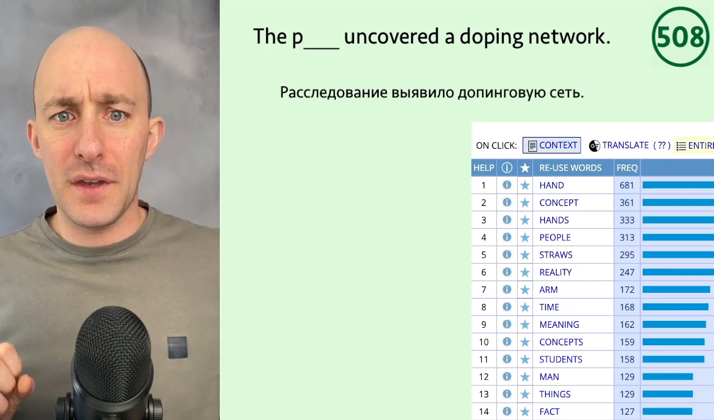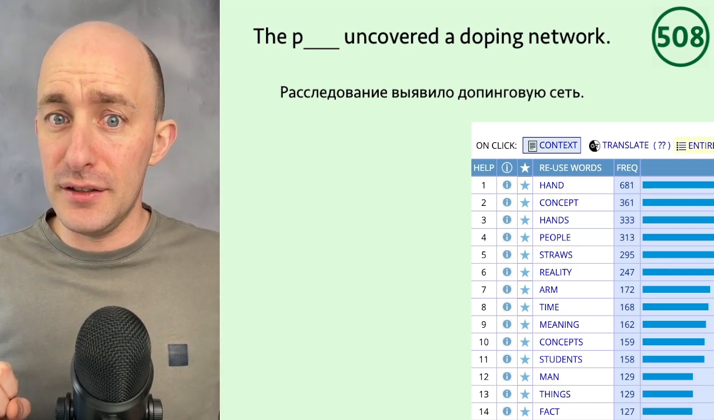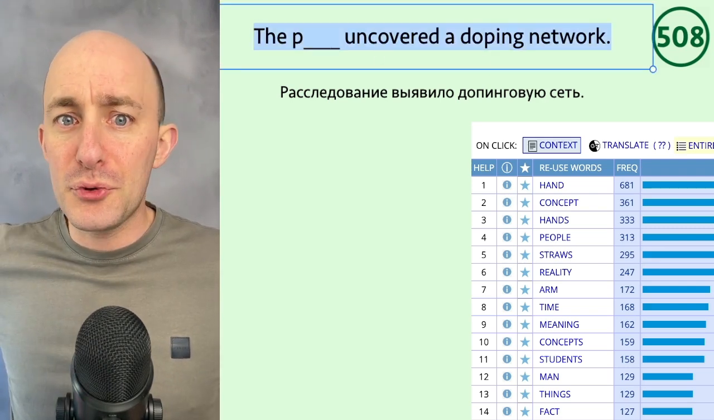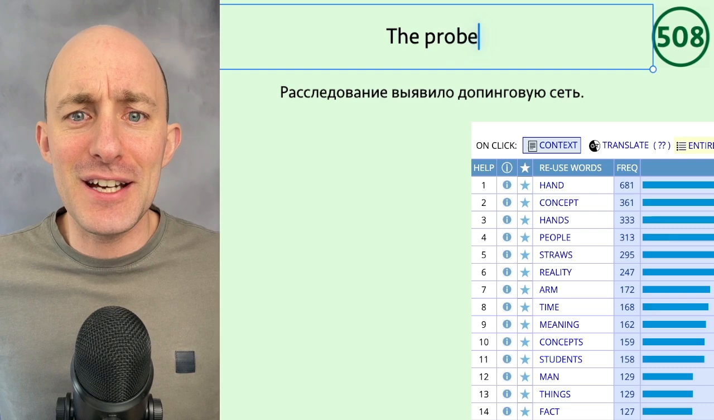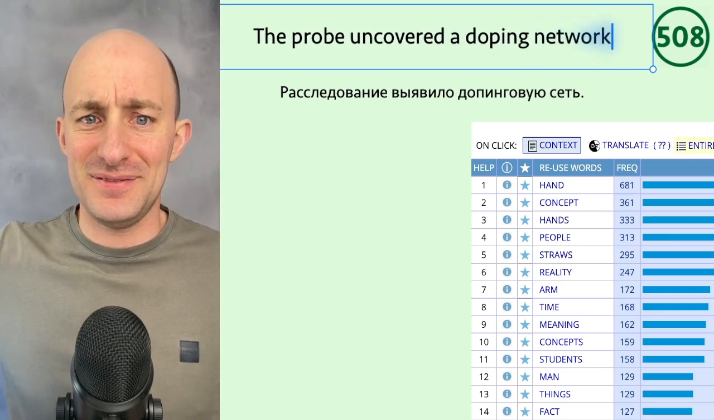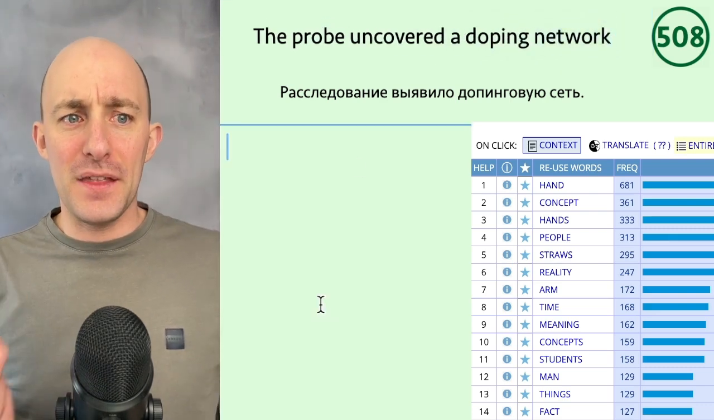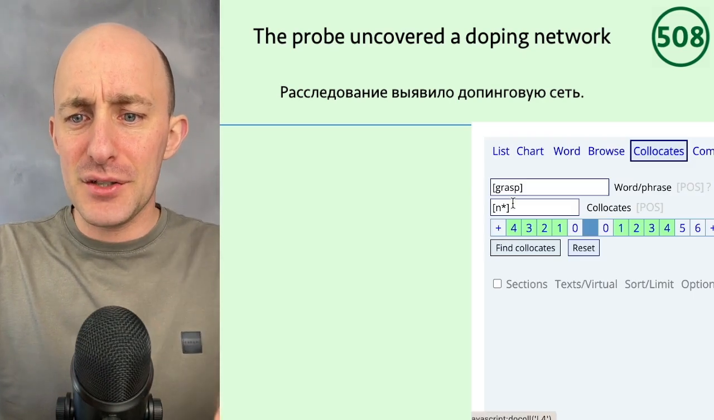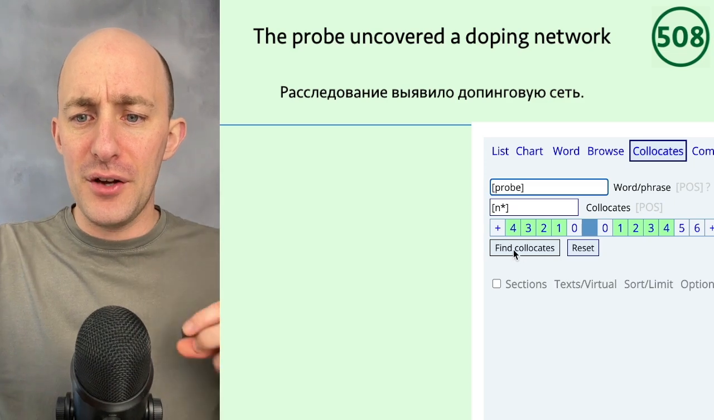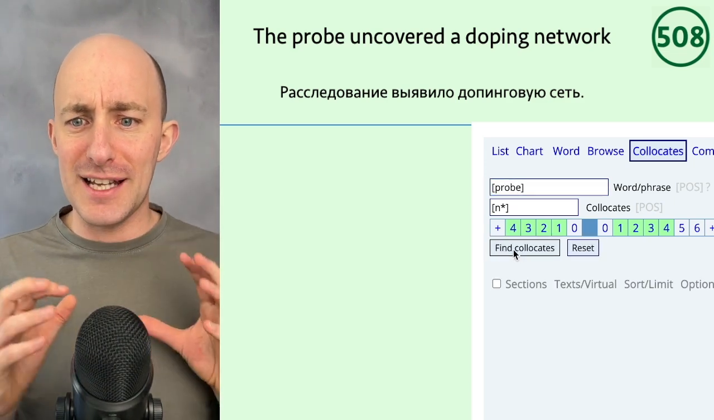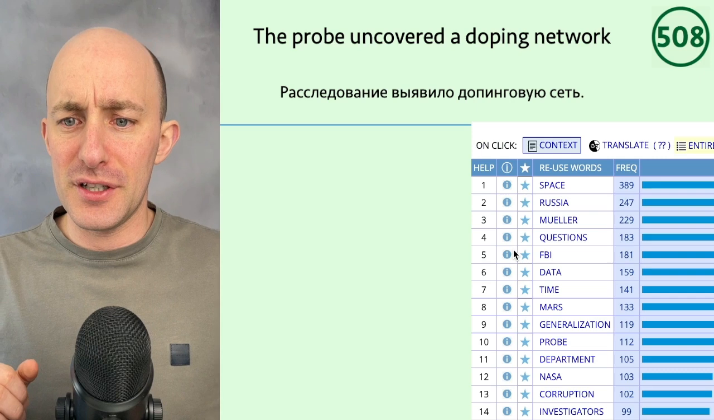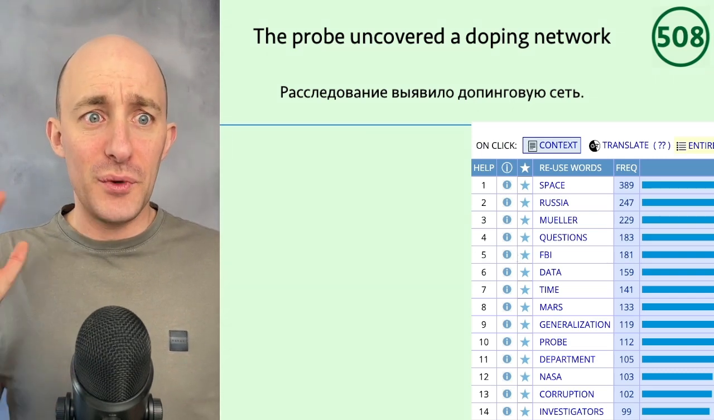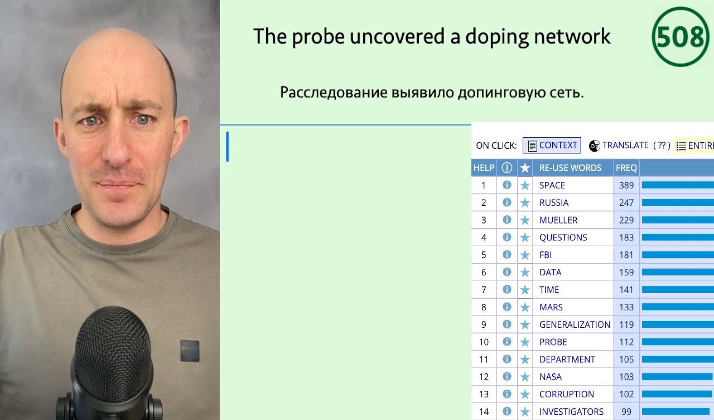The next one. Расследование выявило допинговую сеть. The probe uncovered a doping network. The probe. Who conducts probes? Let's look at some words that are often found around the word probe. That might help us to get an idea of how the word is used. So, space. Because we send probes into space.